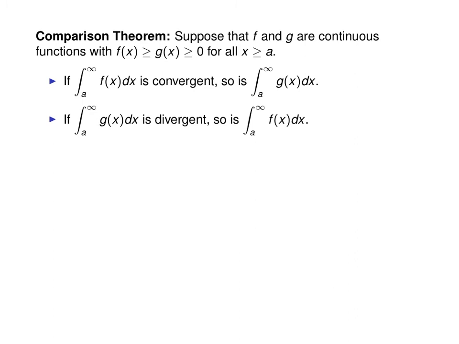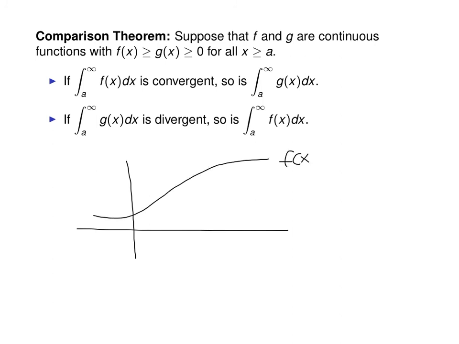Now, there's one more theorem that's important to know and pretty intuitively obvious. Suppose you have functions with f of x greater than g of x, which are bigger than 0. So here's f of x. Here's g of x. Okay? And we care about some number a off to infinity over there. Now, if the integral from a to infinity of f of x is convergent, so is the integral from a to infinity of g of x, which should make sense, right?